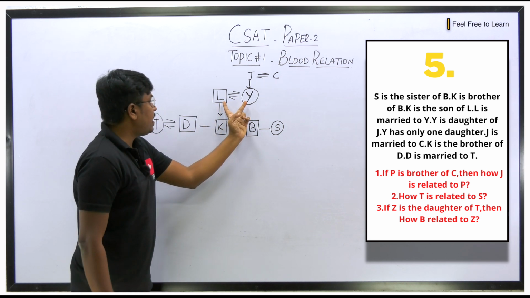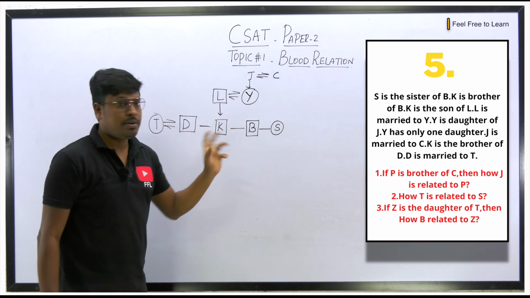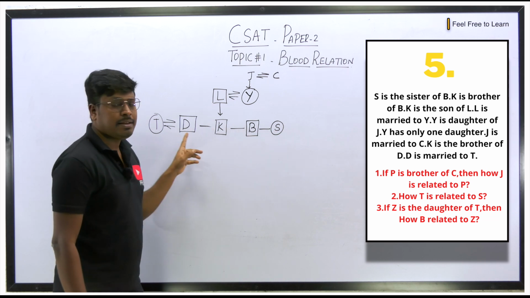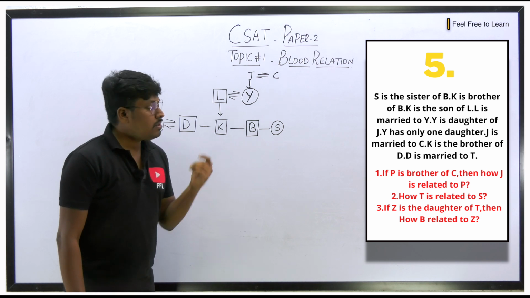L and Y are a married couple. J and C are a married couple, but both the person gender is unknown. Understood? So Y is having only one daughter and all the remaining three will be a son. So finally we have drawn the tree diagram here. So what is the question?